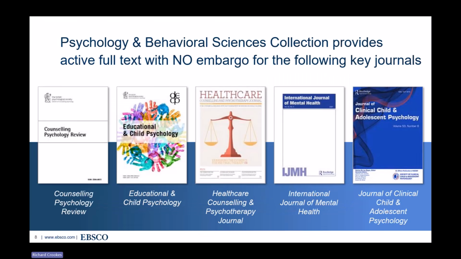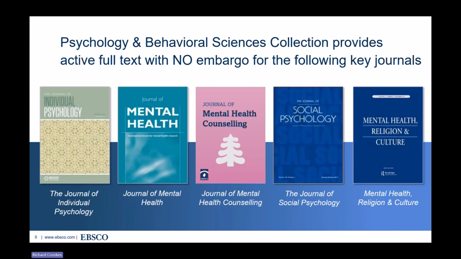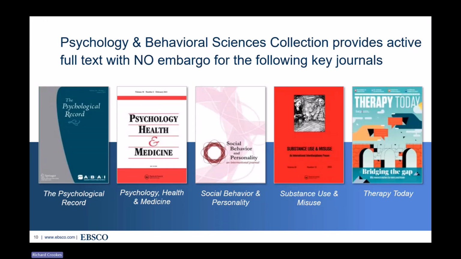So just to sum up some of the key titles that are available, these are active or current full-text journals, and there's no embargo for these titles, which means you can get access to the latest content full text. That includes International Journal of Mental Health, for example, Journal of Clinical Child and Adolescent Psychology. Some others there you might recognize as well, the Journal of Mental Health, Religion and Culture, Journal of Mental Health Counseling, of course, and also others here, including Psychology, Health and Medicine, Substance Use and Misuse, Therapy Today, and also Psychology Today is indexed in this database.